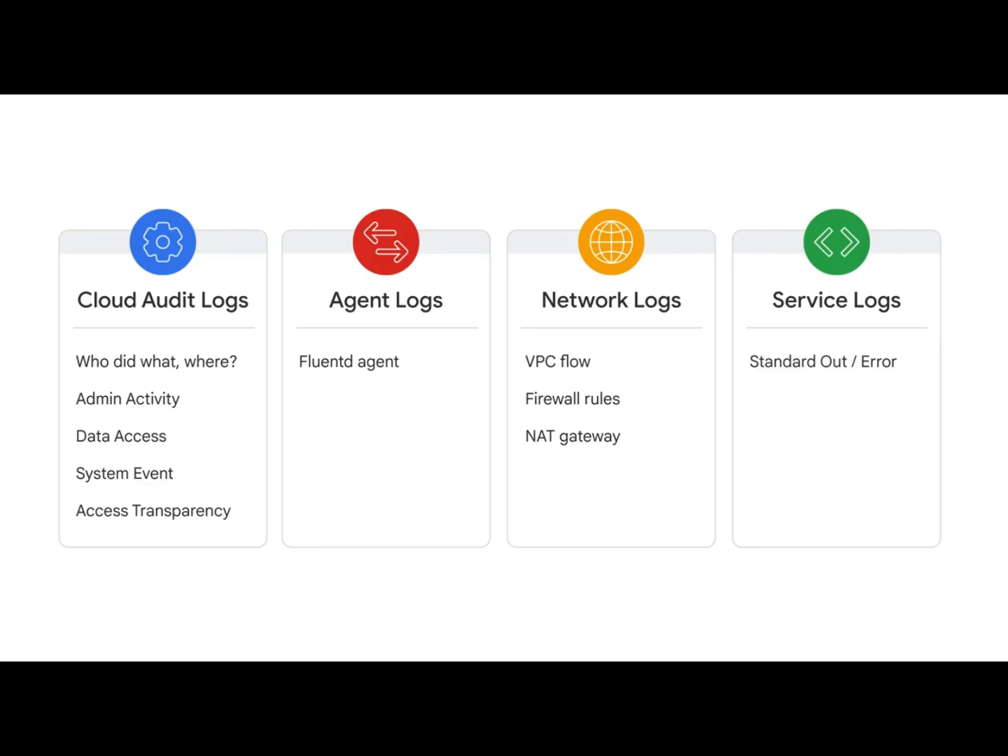Service logs provide access to logs created by developers deploying code to Google Cloud. For example, if they build a container using Node.js and deploy it to Cloud Run, any logging to standard out or standard error will automatically be sent to Cloud Logging for easy, centralized viewing.